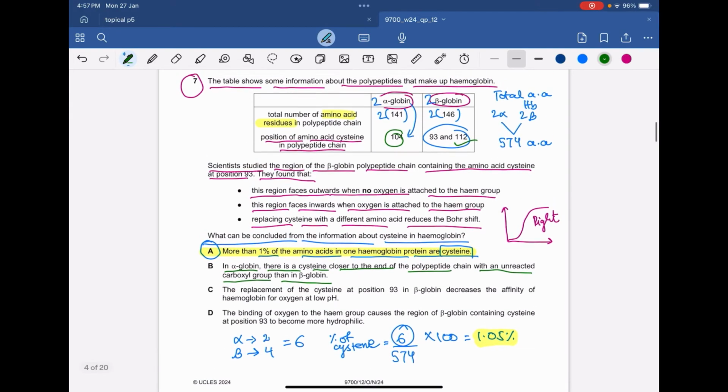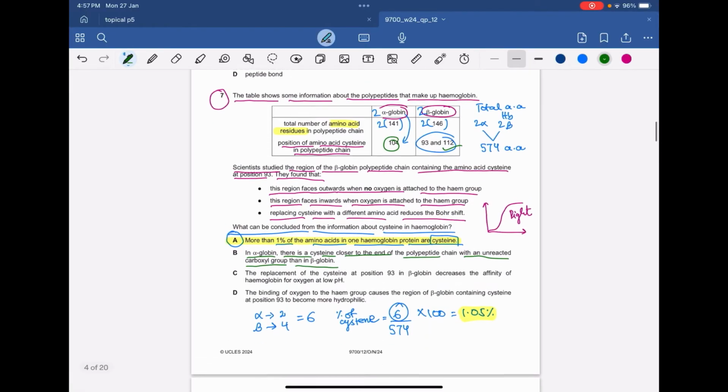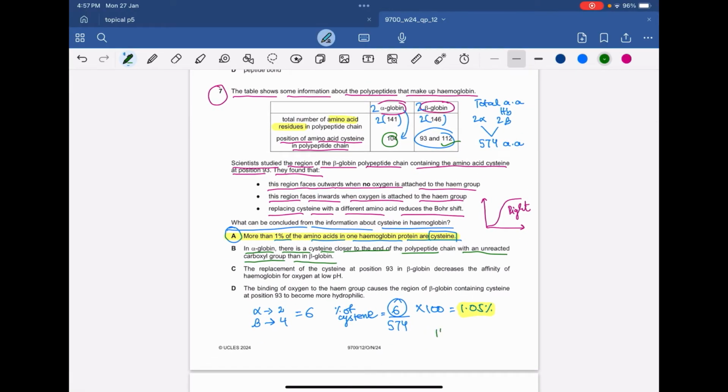We have a total of 141 amino acids in the alpha globin chain, right? And they are saying that the cysteine is found at the 104th position. So if we subtract 104 from 141, I guess our answer would be 37 residues, if I am not wrong. Yes, 37 residues. So to reach the end, it has 37 amino acid residues.